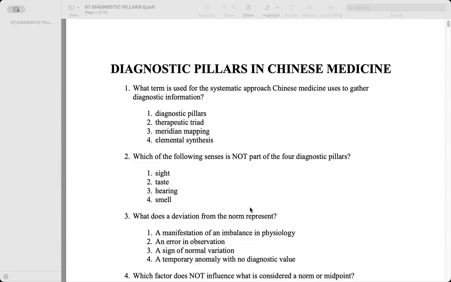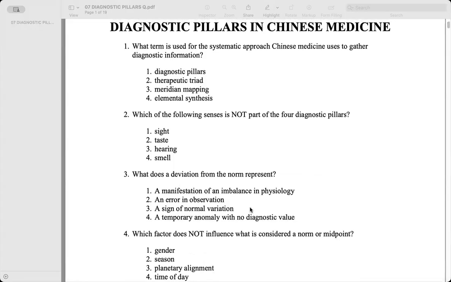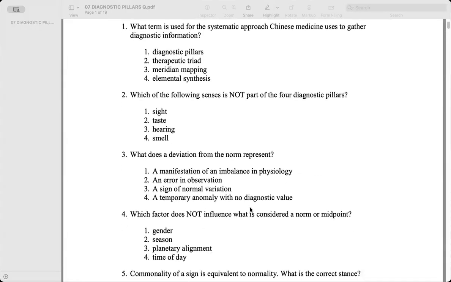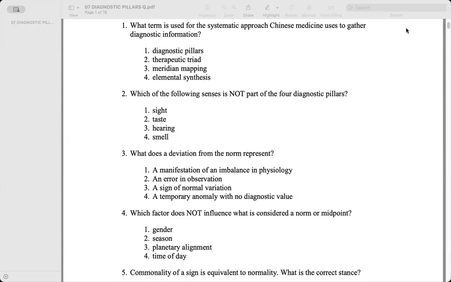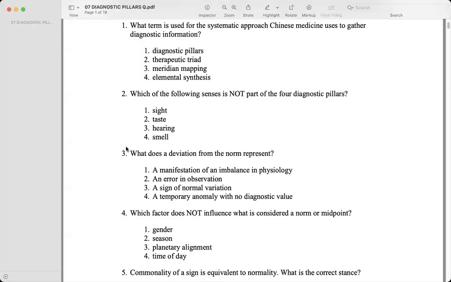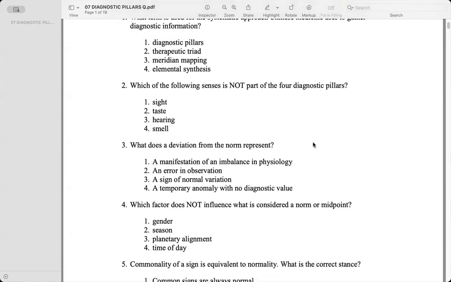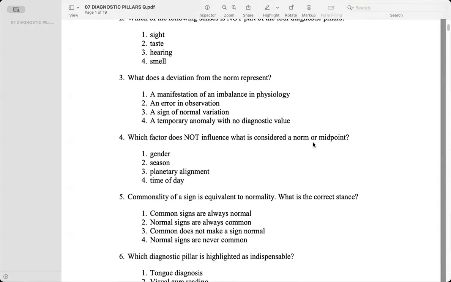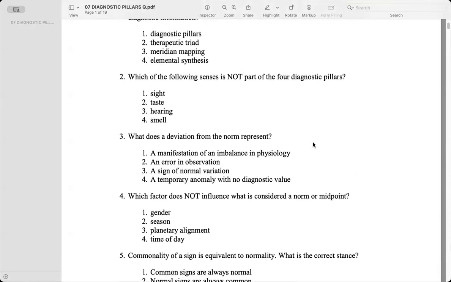Number one. Which of the following senses is not part of the four diagnostic pillars? Four. Smell. Taste. Oh, yeah. Taste. Oh, taste. Number two. Taste. Sorry.